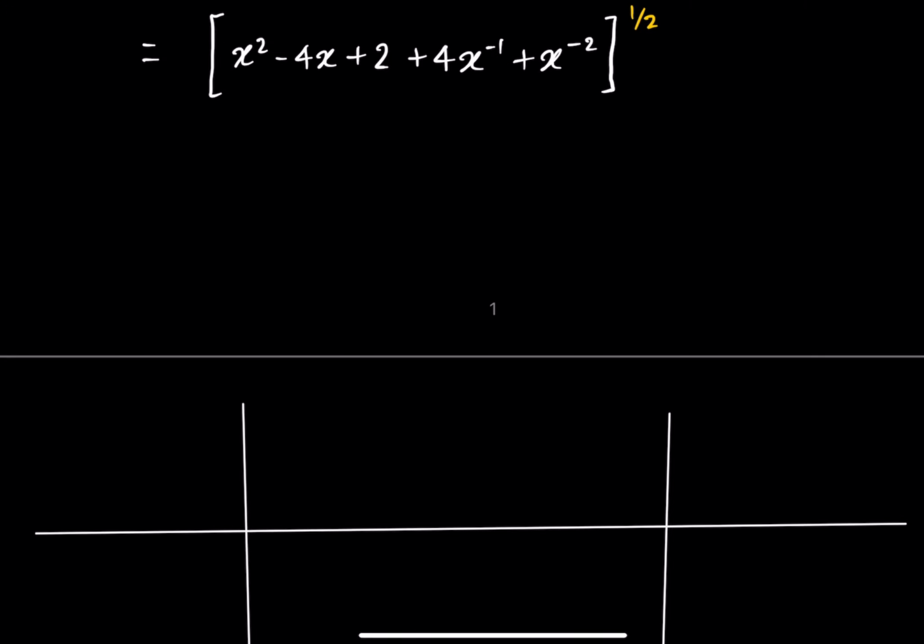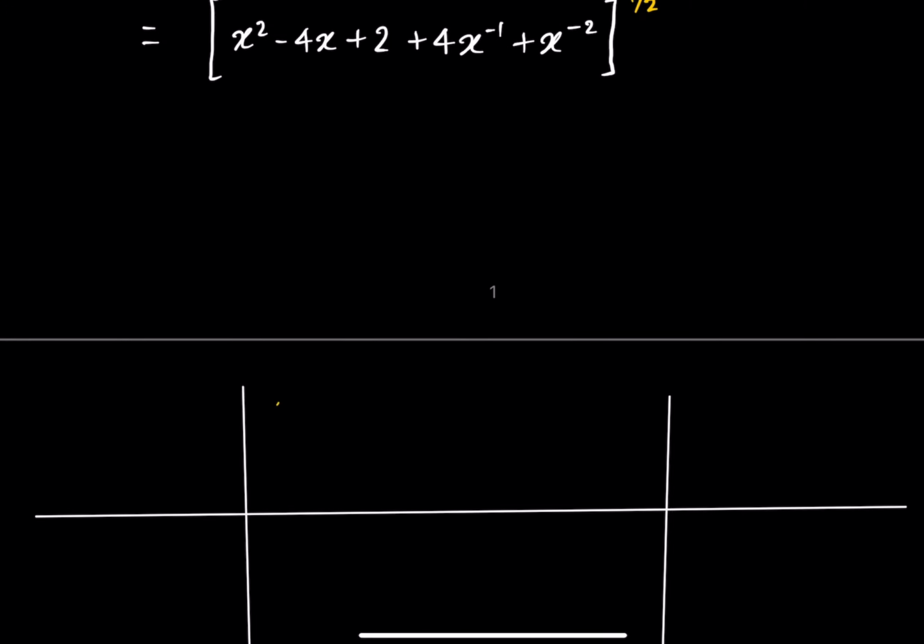So over here, this is our table, and we're going to write our formula right over here. Our equation: x squared minus 4x plus 2 plus 4x raised to the power of negative 1 plus x raised to the power of negative 2.